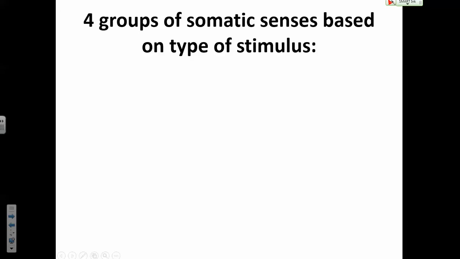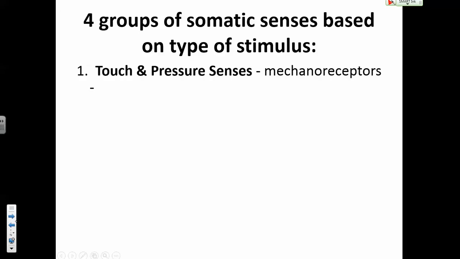And now we're going to go into that in a little more depth. Okay, so we're going to start with some of the mechanoreceptors that are distributed in lots of places that allow us to experience touch or pressure in places. So our touch and pressure senses.